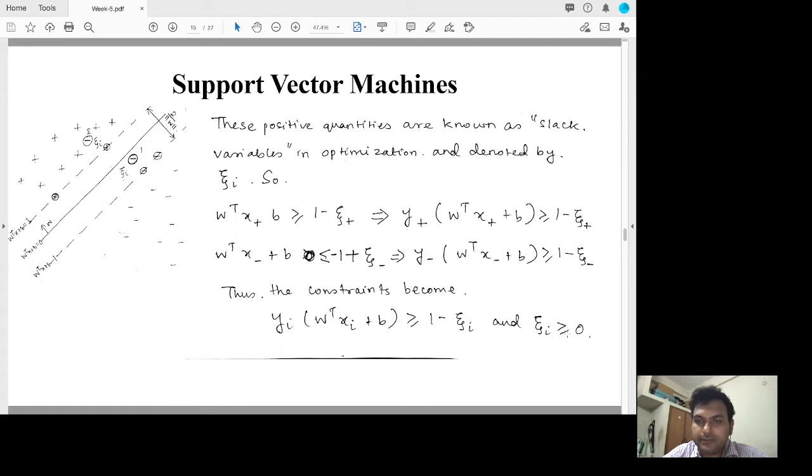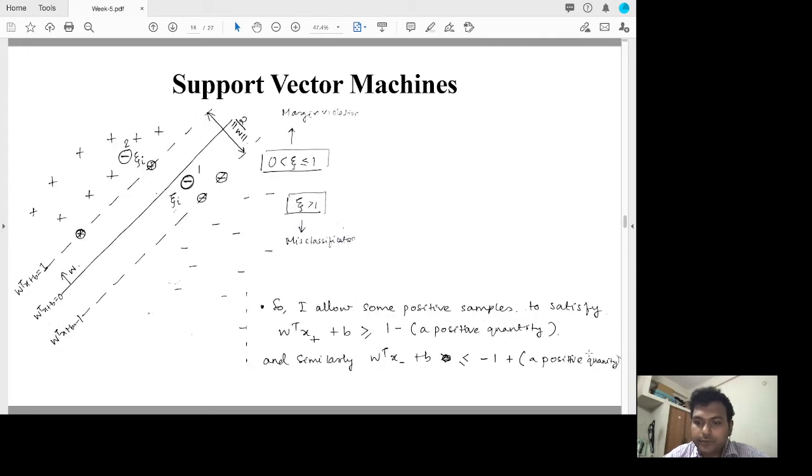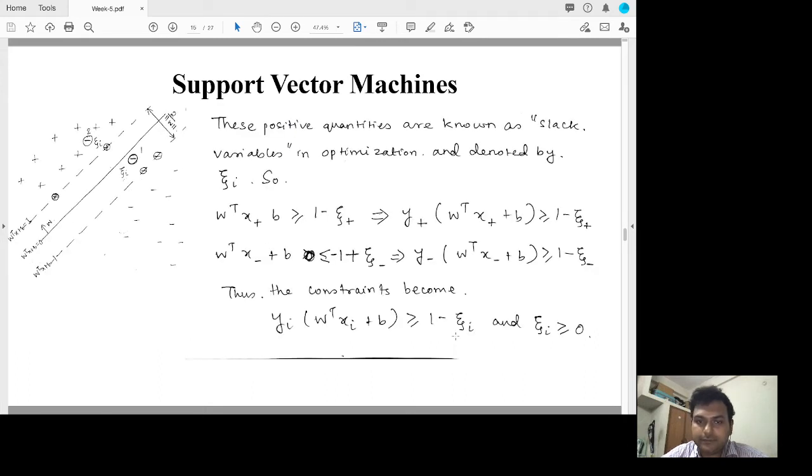Is this clear, and how this new term is coming into the picture? I wanted to have a positive quantity here, so this positive quantity I am denoting by xi i. I am allowing some examples to violate the margin. So they are known as slack variables, and I am denoting them by xi i.